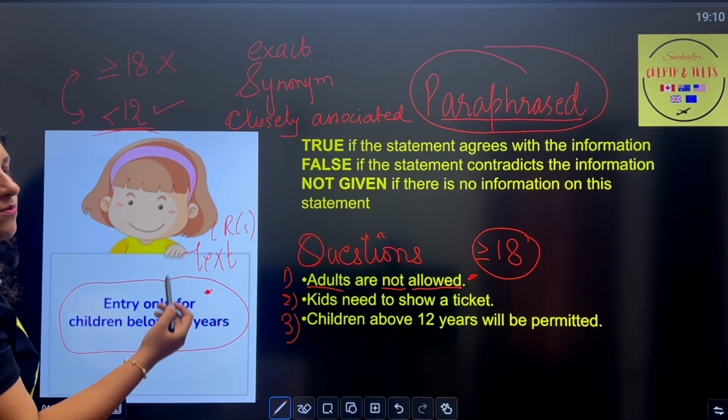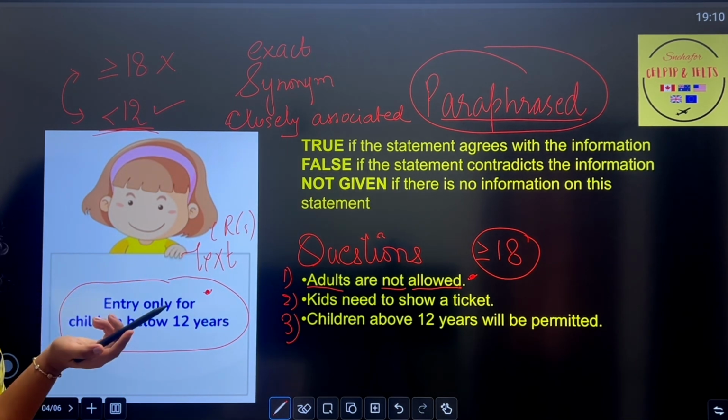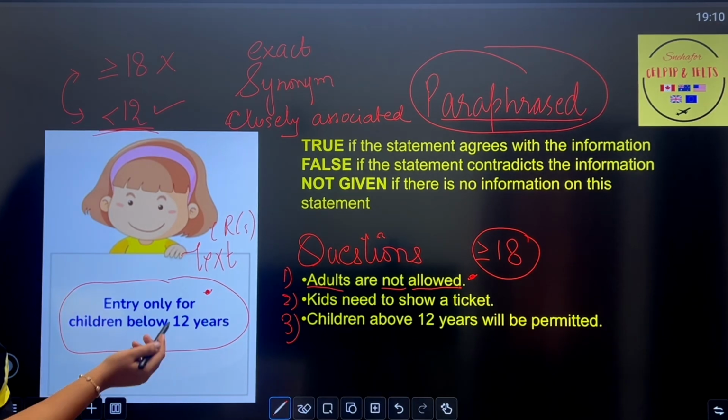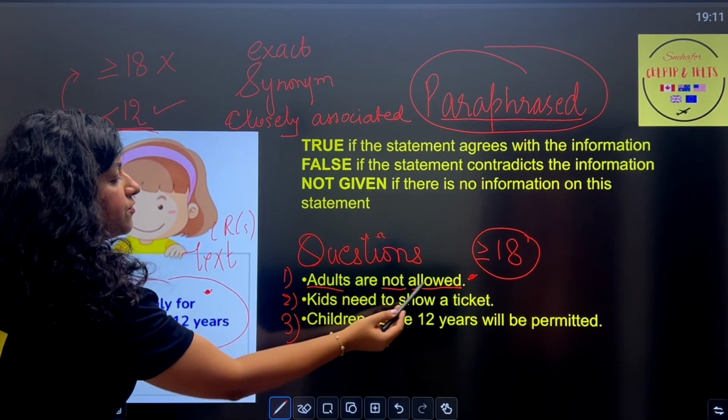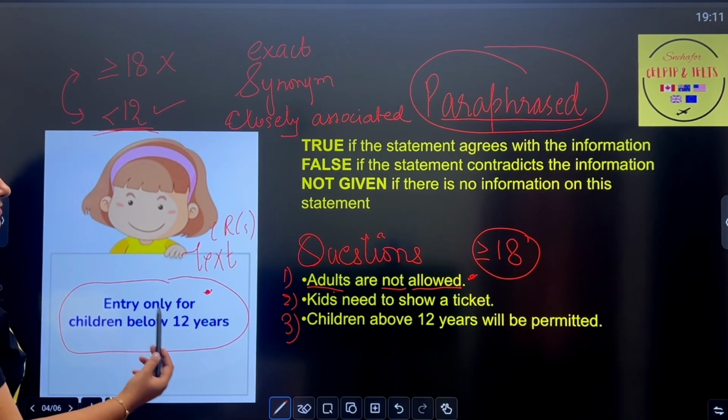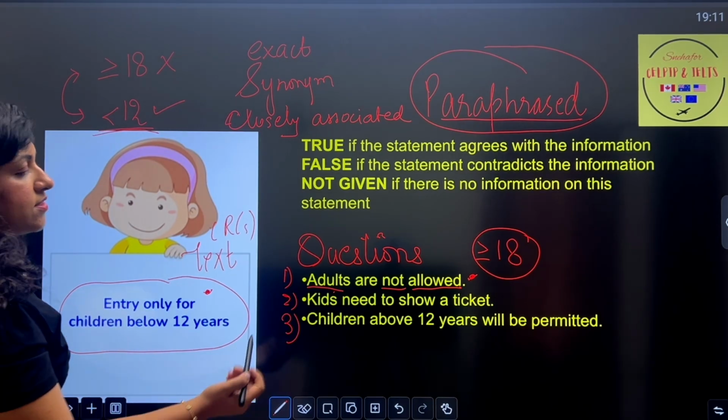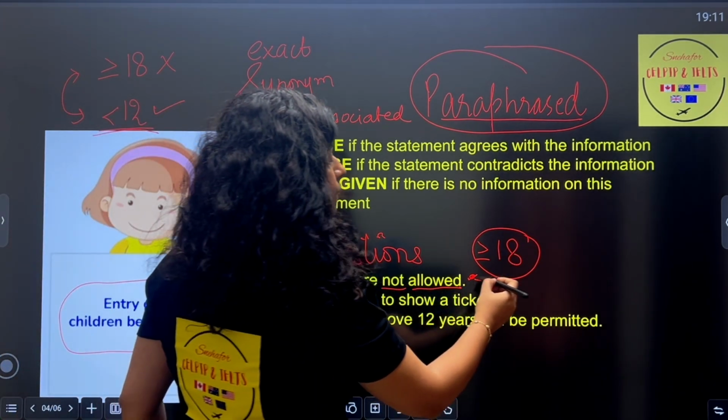So definitely both of them are talking about the same idea, the same thing. So my information of the question completely matches with the information of the text. So this is going to be true.